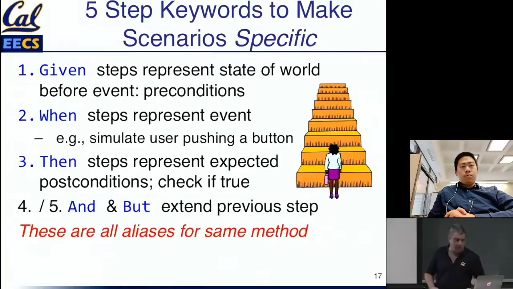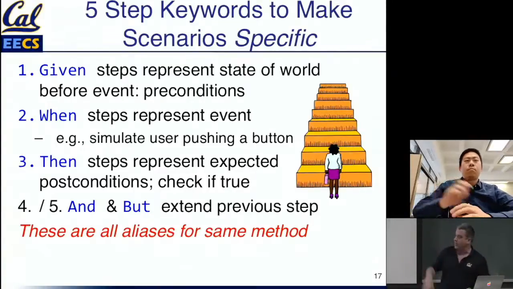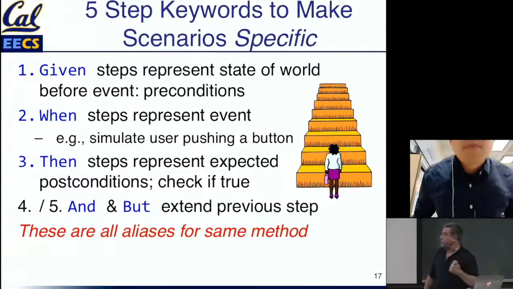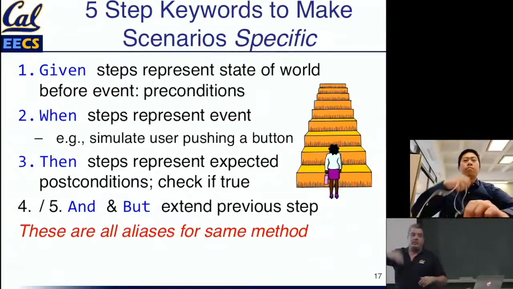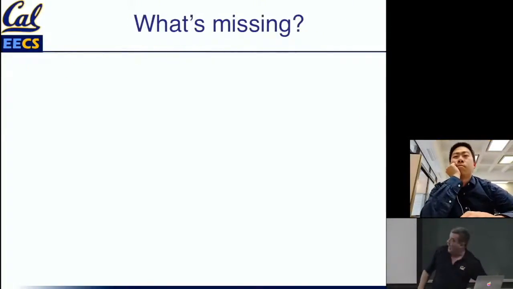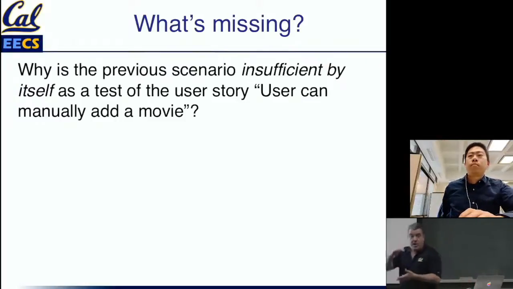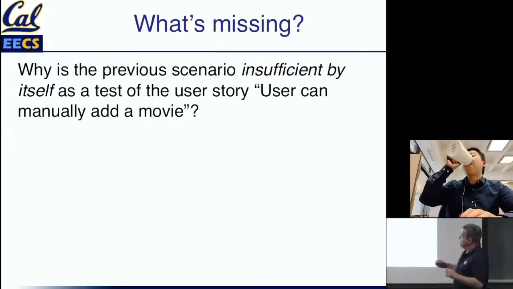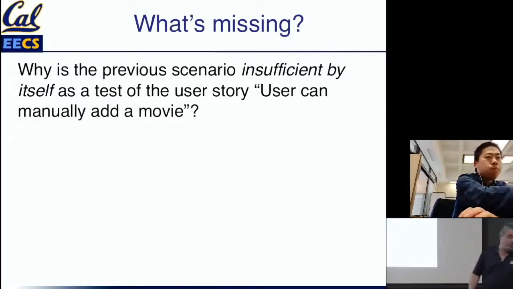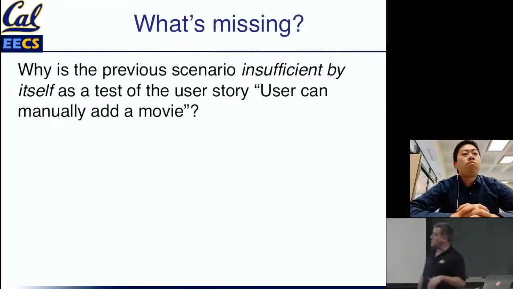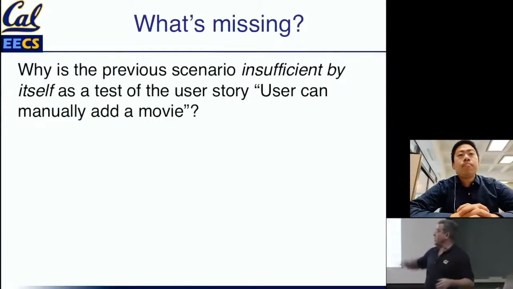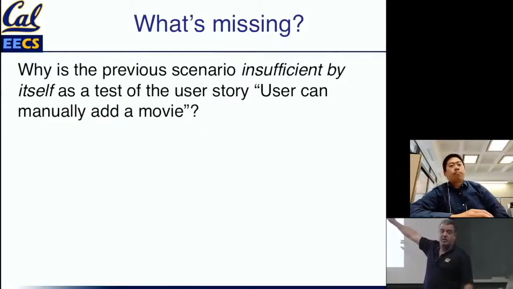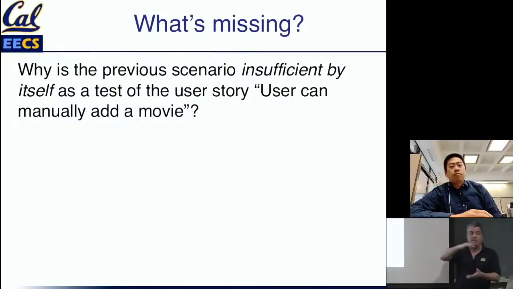So those are the 5-step keywords, all aliases for the same method. And now let me ask my first question. Again, not a clicker question, just a let's think about it question. I showed you an example of the story of adding a new movie manually. And I'm now asking, why is that scenario that I just showed you insufficient by itself to claim that we have tested the user story about the user manually adding a movie? What are some things that we really need to be doing if we want to claim to have a test for this, but that we have not done using that simple scenario that I showed you?